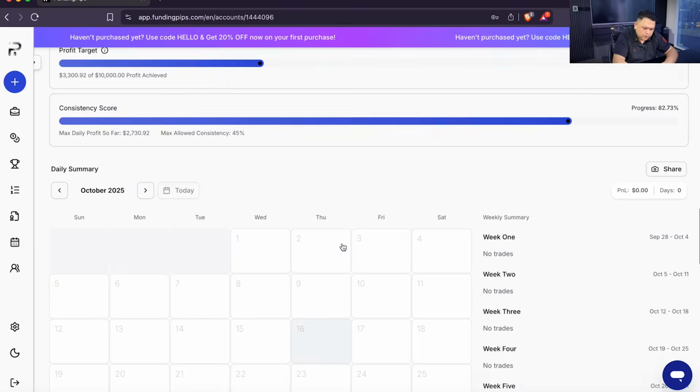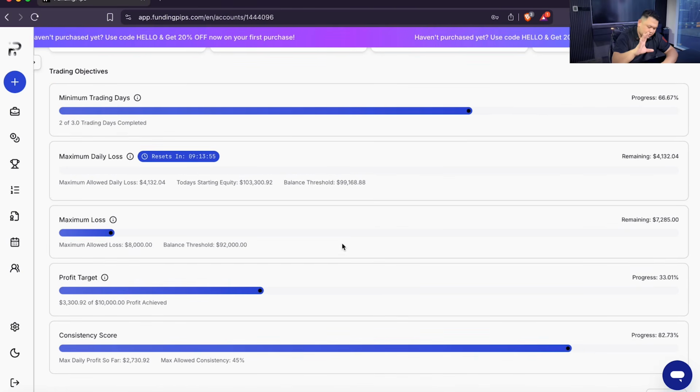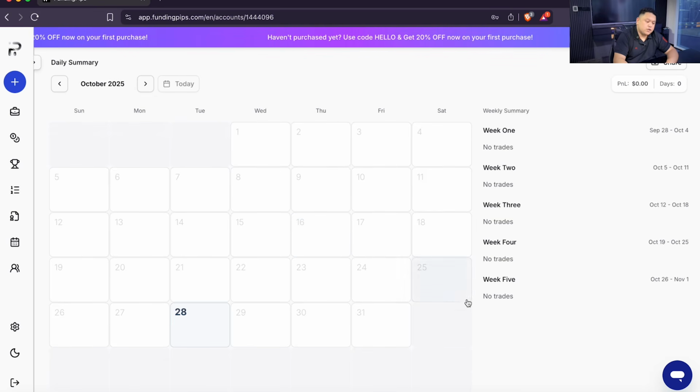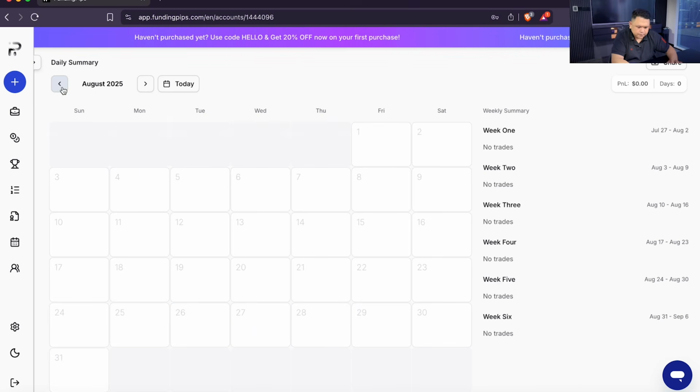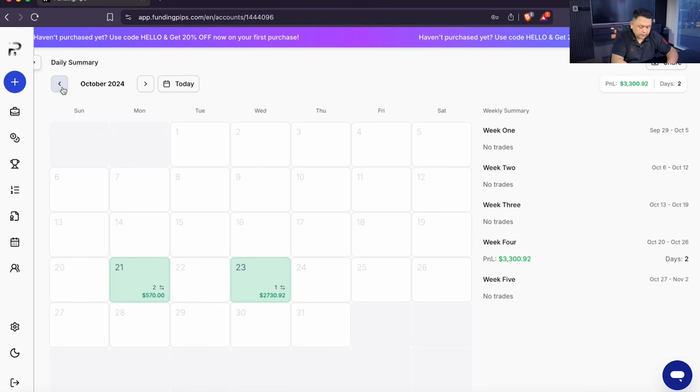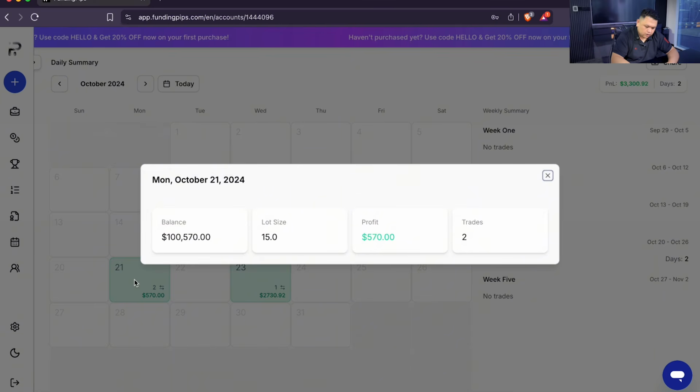So right next to these trading objectives, and by the way, this section is so useful. It gives you all of the information you need to make sure that you keep your account. Right below that, it gives you a summary basically on a daily basis and a weekly basis. This one right here is the calendar, and I can scroll through it. I can see trades on a daily basis. I'm just going to go back to October when I just got this account. You can see here, October 21st, it gives you a summary of the profits that you've made. There were 2 trades and I made a profit. It also gives you the lot size that I've opened and the ending balance for that day.